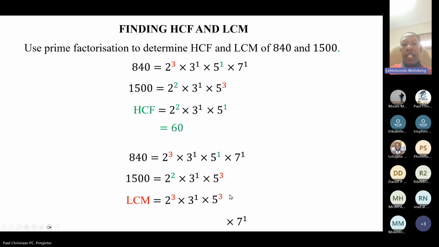And then lastly, we are going to take base 7. Base 7 is with exponent 1. We take it as it is. And then this gives us the lowest common multiple. If you can check, you'll realize that the lowest common multiple of the two numbers is 2,100.